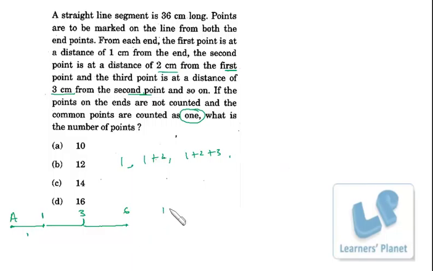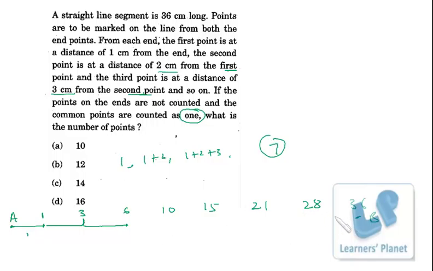So the next point will be 10, I'm adding 4 to it, then 10 plus 5, 15, then 15 plus 6, 21, then 21 plus 7, 28, 28 plus 8, 36, right? And this is actually point B. Right? So from this side, how many points are we marking? 1, 2, 3, 4, 5, 6, 7 and 8, right? But we don't have to count this because the points on the ends are not counted.